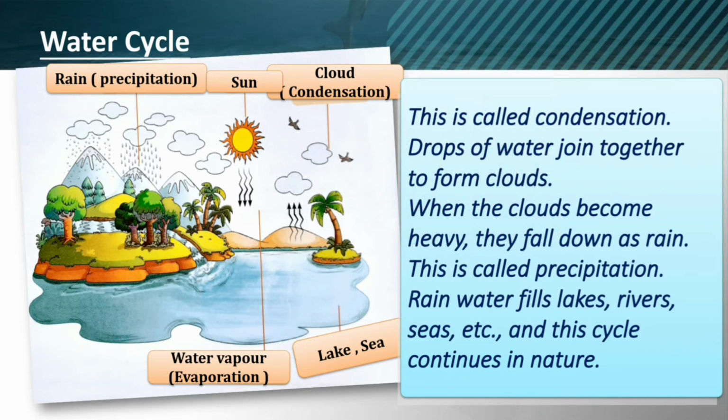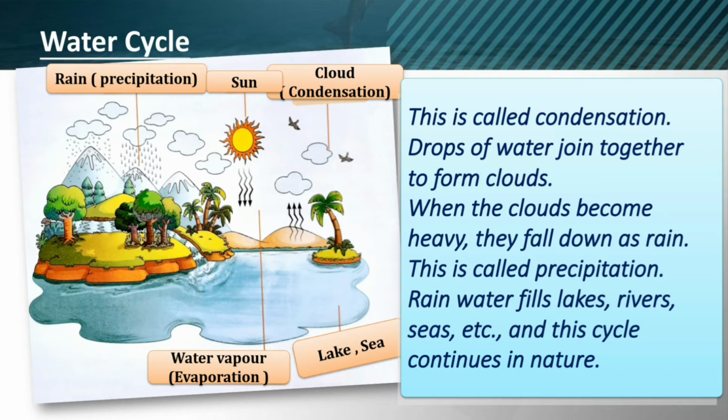This is called condensation. Drops of water join together to form clouds. When the clouds become heavy, they fall down as rain. This is called precipitation. Rain water fills lakes, rivers, seas, etc. And this cycle continues in nature.